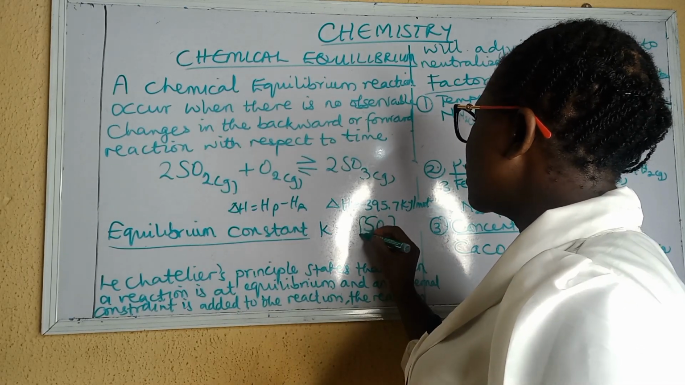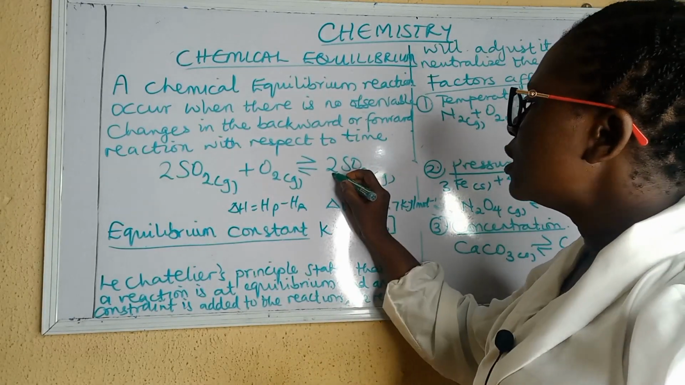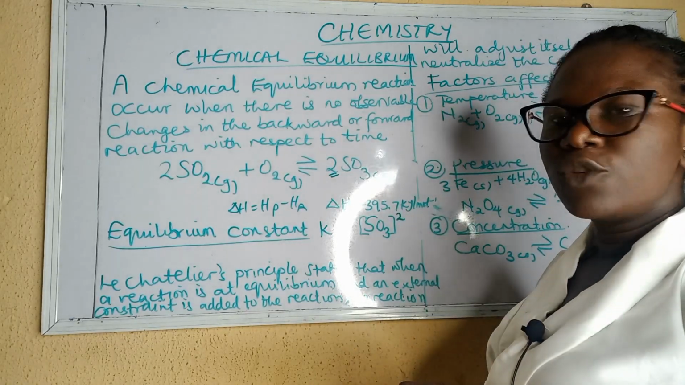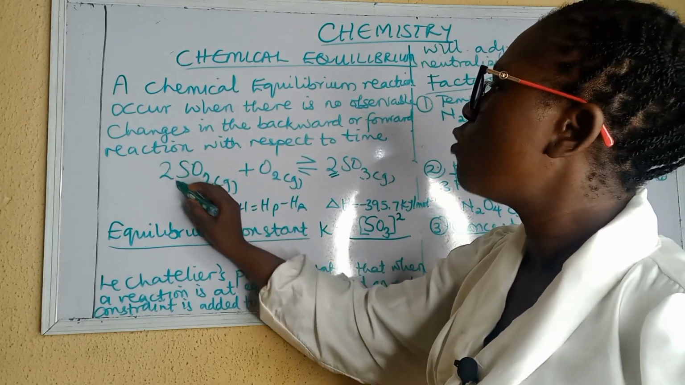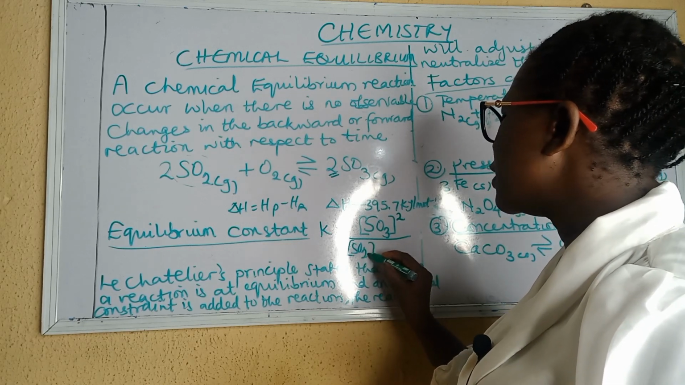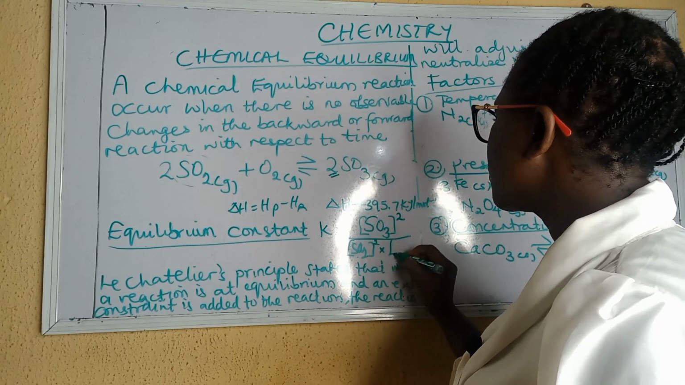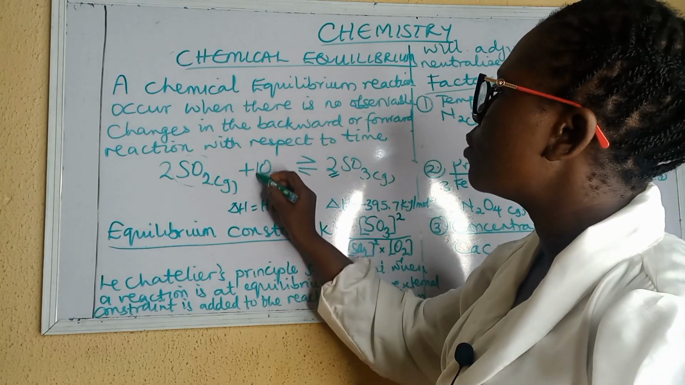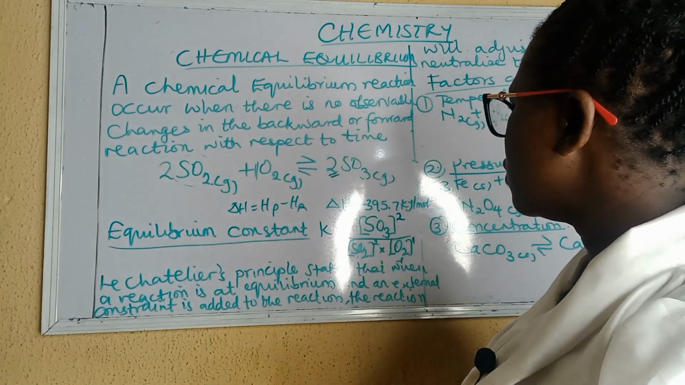Now, the bracket here means concentration. That is the concentration of the product. This is the number of moles. The number of moles is 2, so it will be squared, raised to power 2. Assuming the number of moles is 3, it will be raised to power 3. All over the number of moles of sulfur 4 oxide here. So, let's assume the concentration of sulfur oxide is inside the bracket, raised to power 2, multiplied by the concentration of oxygen raised to power 1, because there is nothing written here, and that is 1. So this is how to write the equilibrium constant.